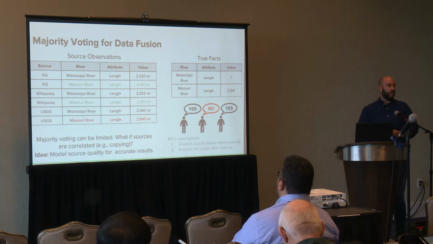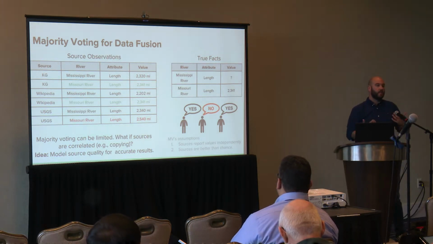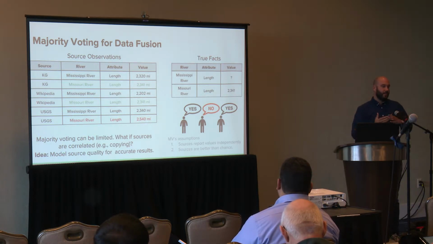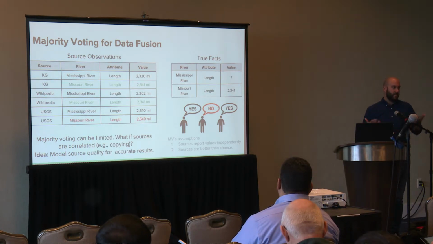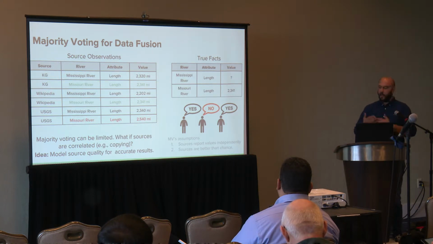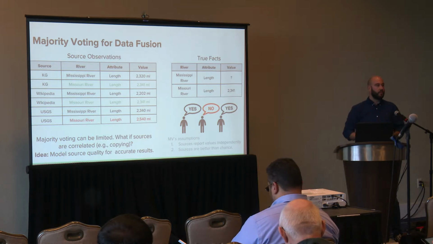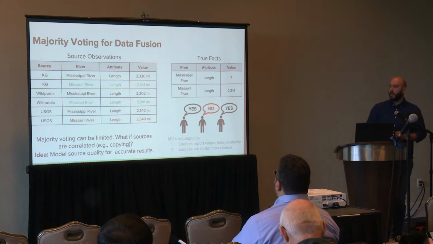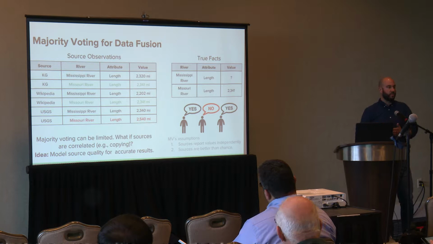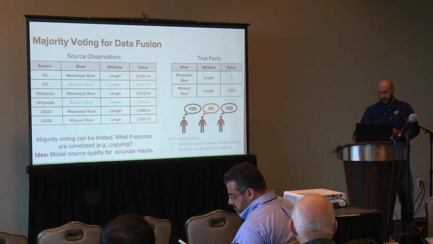Just to give you an idea of a major limitation, imagine you have a bunch of web sources. They're all copying from each other. Can you trust the majority anymore? If the majority colludes, you cannot really trust it. And how can we get away from this limitation? The basic idea is to model how sources generate these observations, and also how accurate different sources are at presenting different observations.